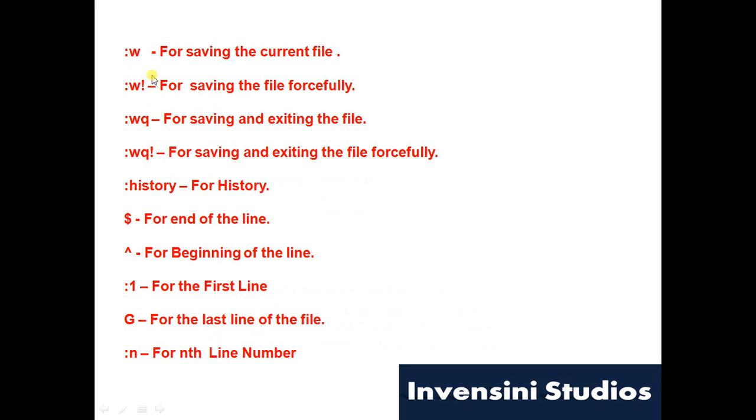Okay, so :w is for saving the current file. Suppose you have edited a file, you have made a number of changes and you want to save it, you would say :w. And if somehow it is not saving, then you use an exclamation mark for forcefully saving it. If you just want to save and exit the file, you say :wq. And similarly for forceful, you say :wq!.